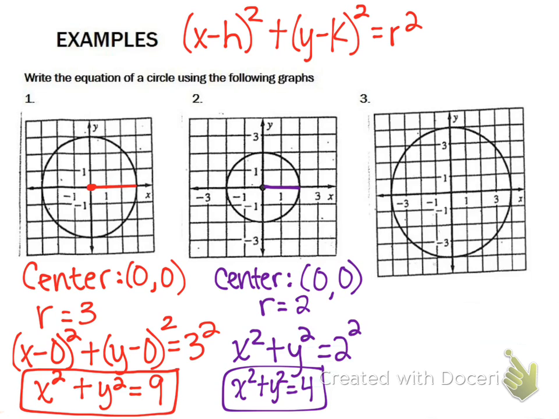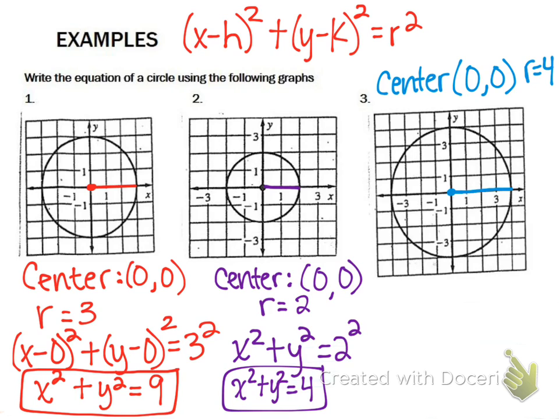Number 3, again, my center is 0, 0 again. I'll write this up at the top. My center is 0, 0. Did anybody find the radius? I would agree that it's 4. So we start at our center and count straight out to the side. That would be 4 units. So r equals 4.